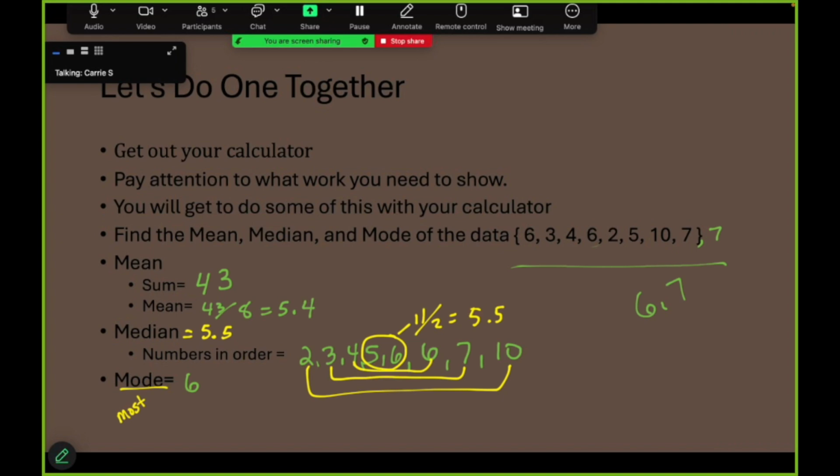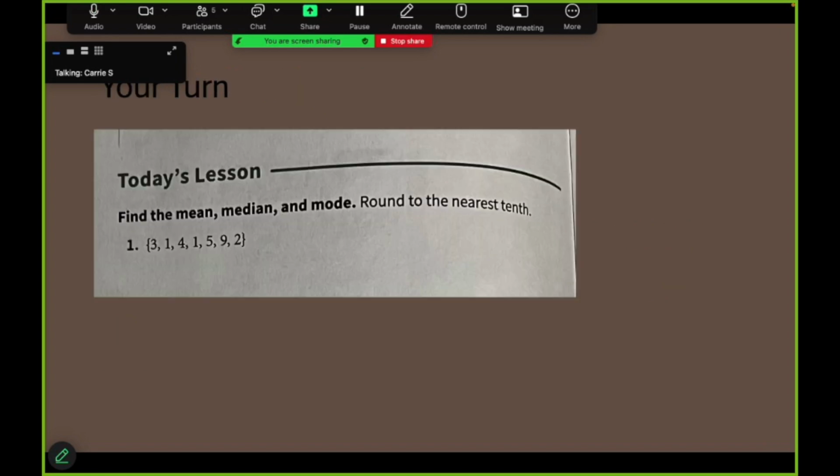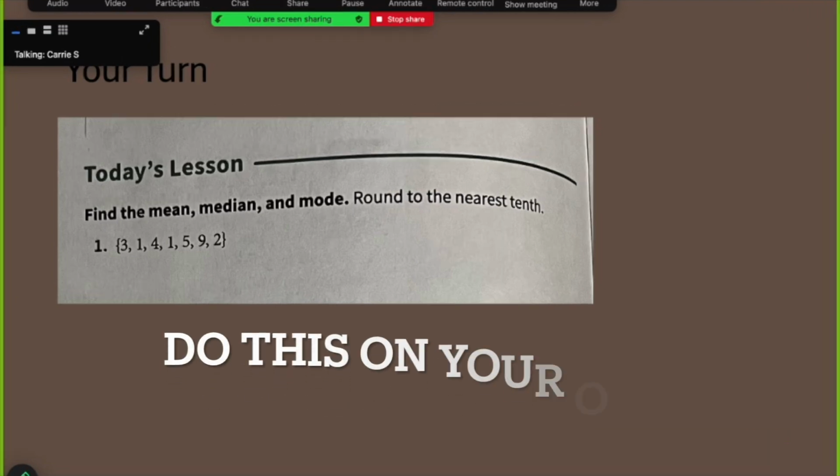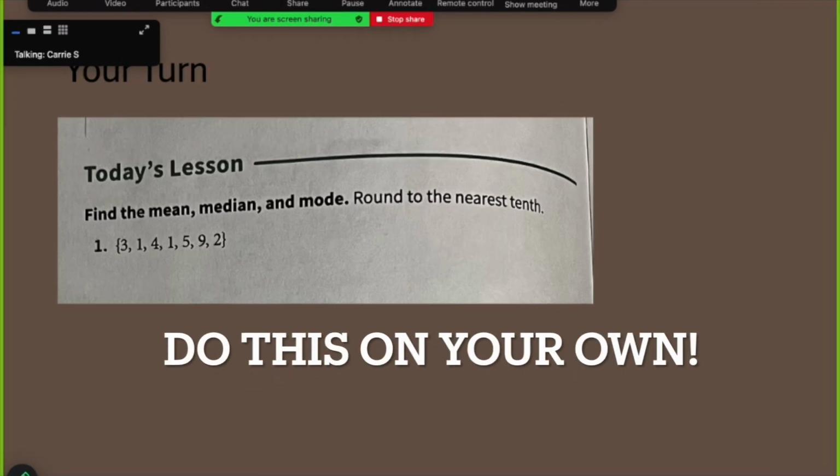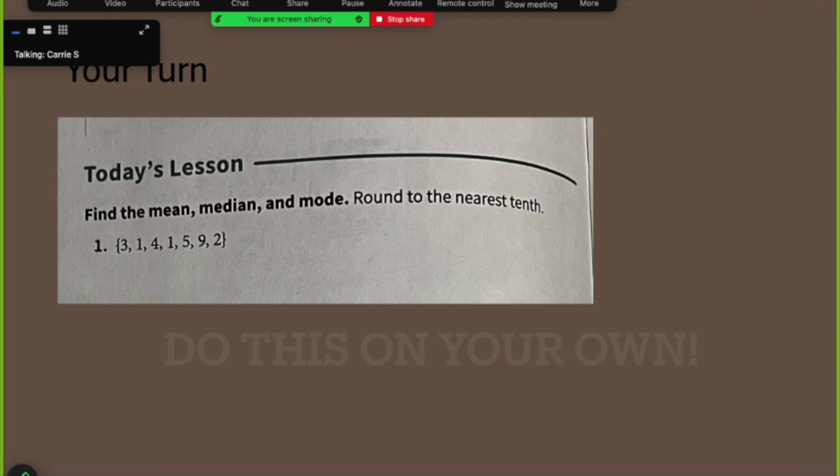Move on to the next thing, which I believe is in your textbook. Open up your textbook, and it is on page 28 for the people with the workbook. Zach, you'll know where it is. Number 1, you're going to find the mean, median, and mode. Make sure you write down your sum. And then you can just do mean.